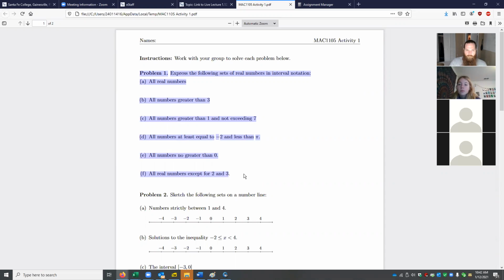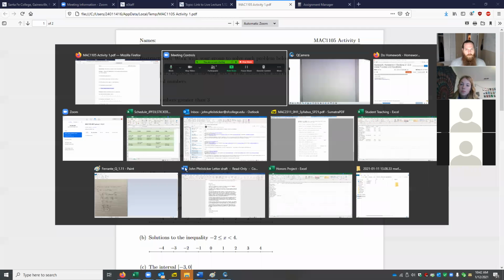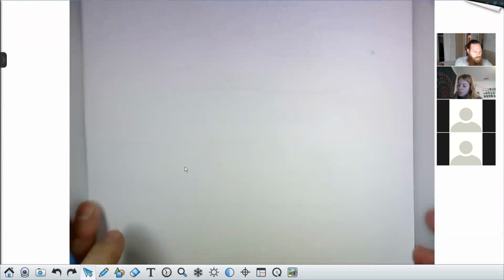I think F is the hardest one. Yeah, F is certainly the hardest one here. Would we like to jump straight to that? Yeah. Cool. So we want all real numbers except for 2 and 3.